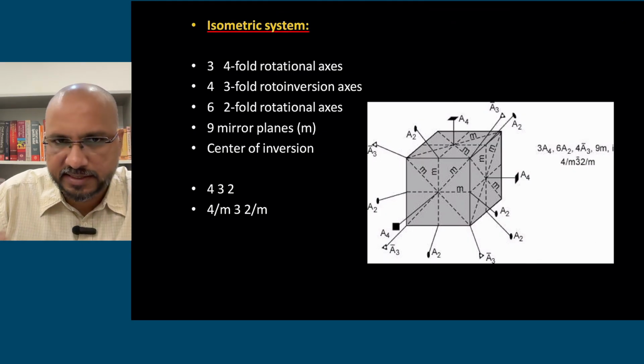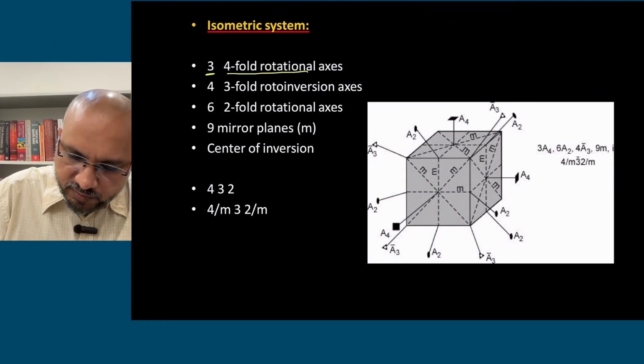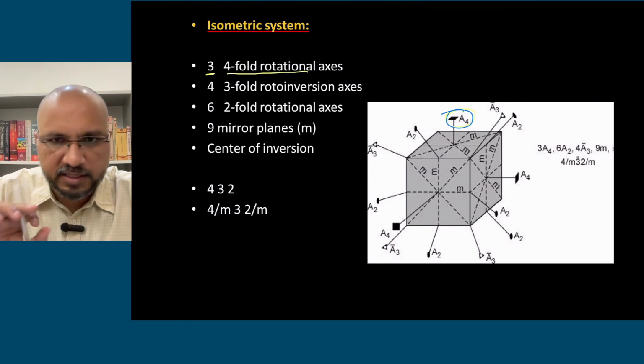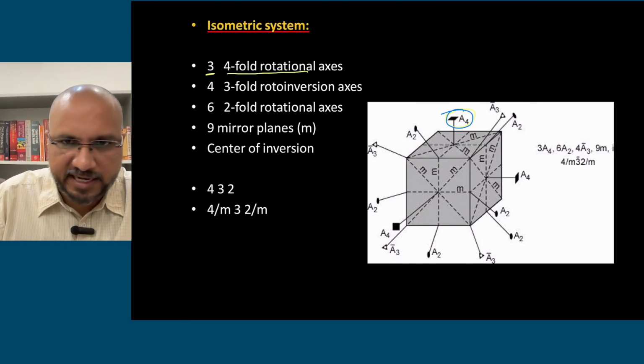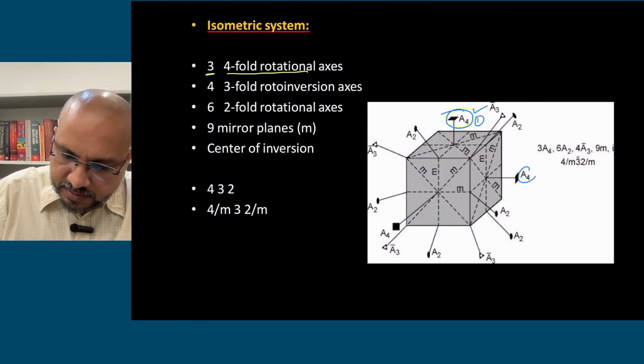So first of all, let us see how many rotational axes are there. So there are 3 four-fold rotation axes. So this is one four-fold rotation axis, because it is a cubic system. All the sides are same. All the faces have same dimension. So this is one four-fold rotation axis. This is the second four-fold rotation axis, and this is the third four-fold rotation axis.